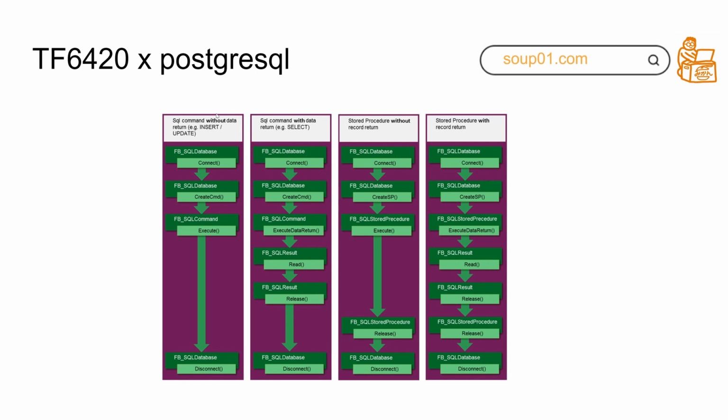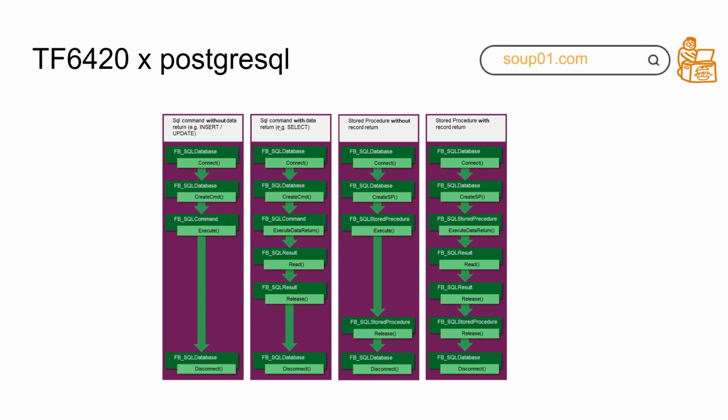The first flow is the SQL command without data return. That means you will insert data or update data by using the SQL command with insert or update. In this flow, you just need to connect to the SQL server, then create a command and execute it, and finally disconnect the connection between your TwinCAT runtime and the SQL data server.